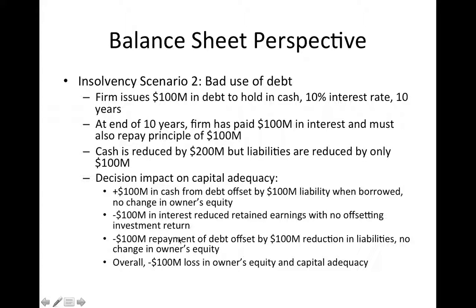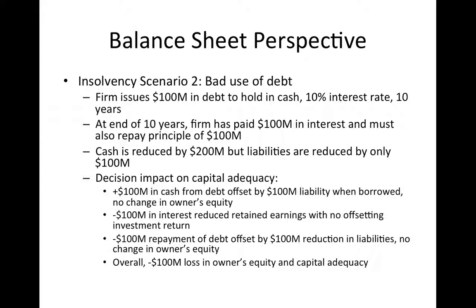And then at the end, they're going to pay off the debt. So that's going to reduce the liability by $100 million. But it's also going to reduce the cash by $100 million. And so the asset goes down, the liability goes down, so no change there. So it's really just the interest that was paid, without getting any return on that investment through operations or whatever else, that's cost them. And so they're $100 million worse in terms of adequacy at the end than they were at the beginning. Again, if you're a company that can afford to do that, then so be it.